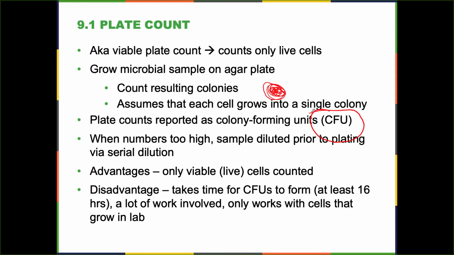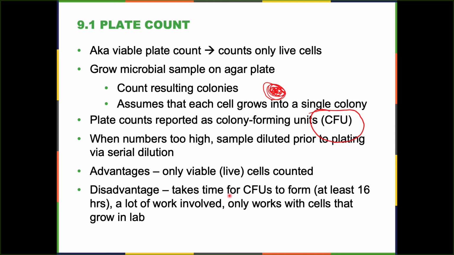Plate counts are extremely accurate, right? However, so let's go to our advantages. They're extremely accurate because we count only our live cells. However, it does take time for the colonies to form, right? As we saw, it takes 20 to 30 generations for us to get some growth, right? So that typically takes about at least 16 hours or so, sometimes maybe 12 under extremely ideal conditions, and sometimes longer depending on the microbe that you're trying to count. So this is not the kind of data that you get today, right? You do the work today and then you get your data tomorrow.